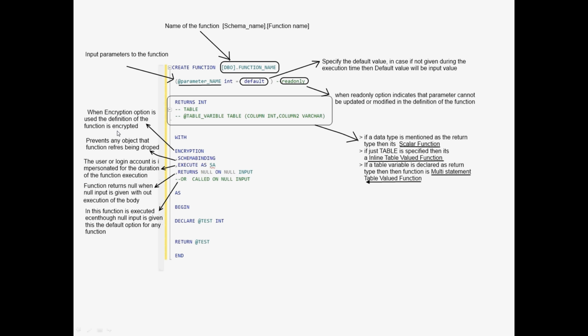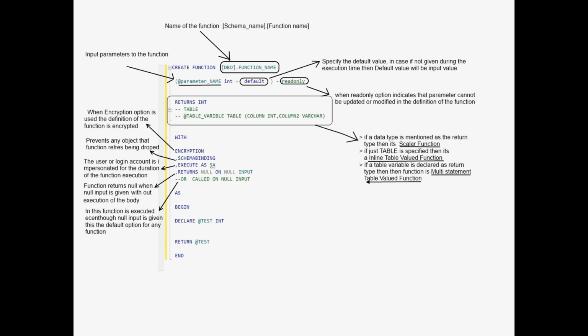So when you specify the encryption option, the body of the user defined function is encrypted. We will also look at this once we start developing a simple user defined function. Coming to schema binding, what does schema binding do? It prevents any object that the function refers to from being dropped or changed. So it throws an error message saying, hey, you use this table in this function, you cannot modify this table.